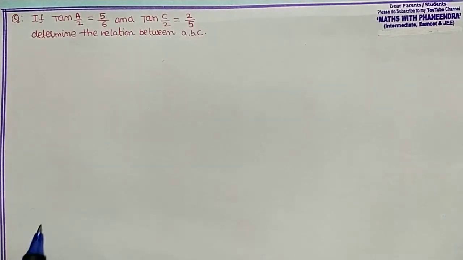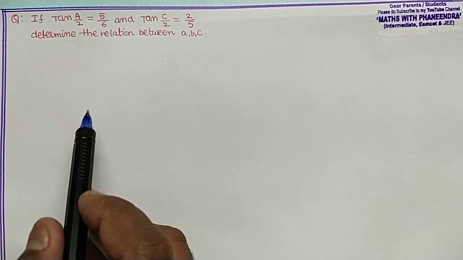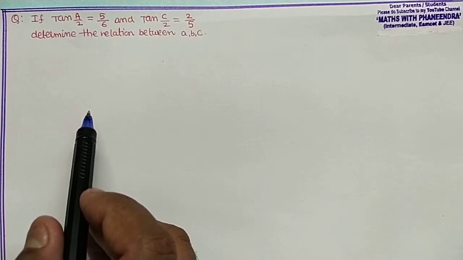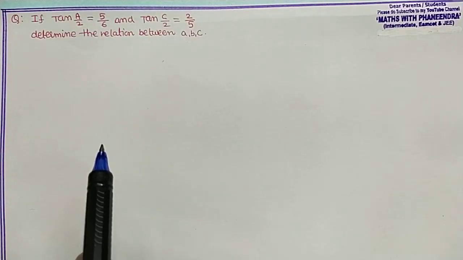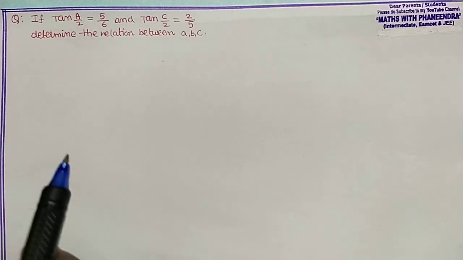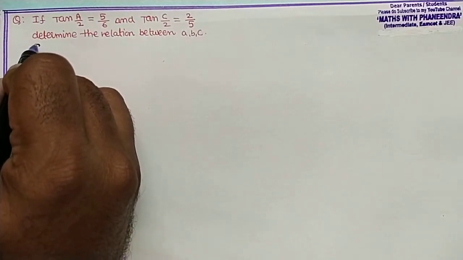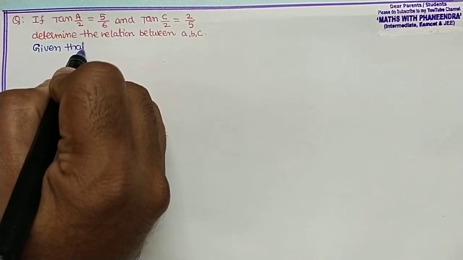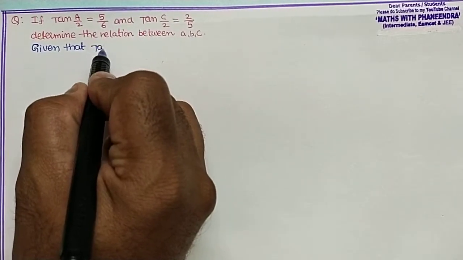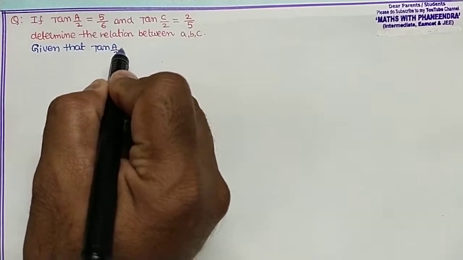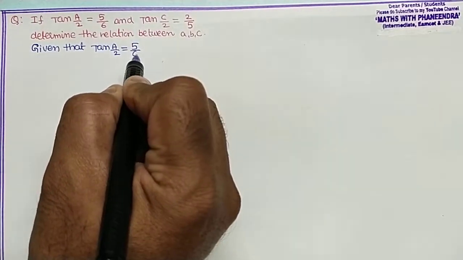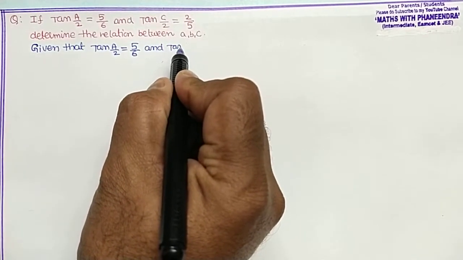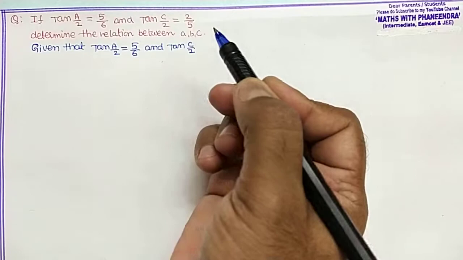The next question: if tan(A/2) equal to 5 by 6 and tan(C/2) equal to 2 by 5, determine the relation between a, b, c. So first, the given information you have to write. Given that tan(A/2) equal to 5 by 6 and tan(C/2) equal to 2 by 5.